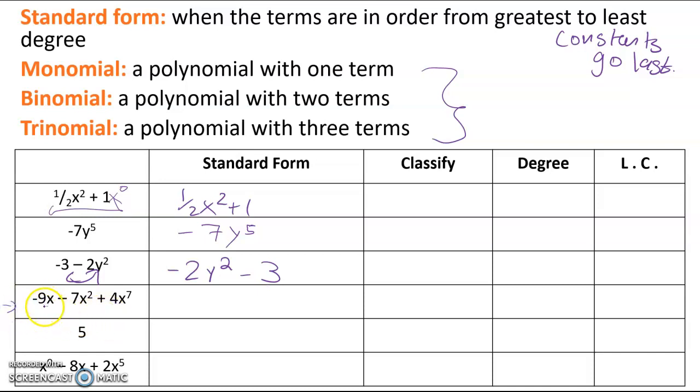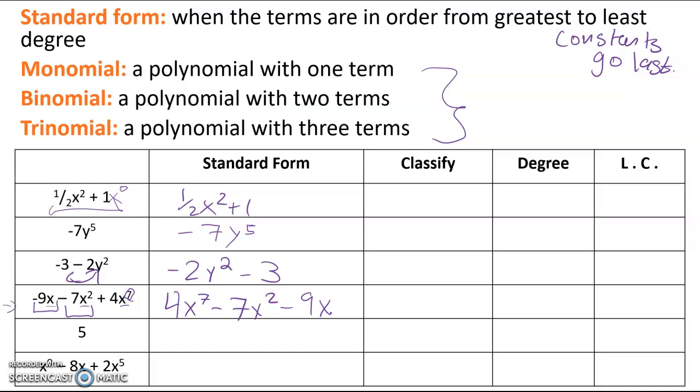Now this one I have multiple x's. I have x squared, and x to the 7th. Remember, I'm going to start with my highest exponent, the x to the 7th. So I'm going to write that one first, 4x to the 7th, all right? And then I'm going to go to the next highest, which is my -7x squared, so minus 7x squared. And then I go to my next highest, minus 9x, and that's basically all I have to work with there, all right?